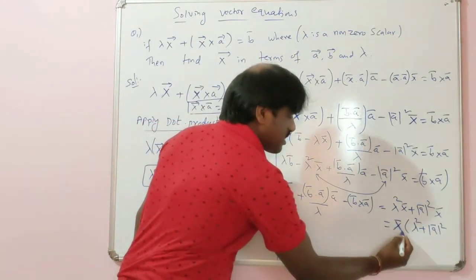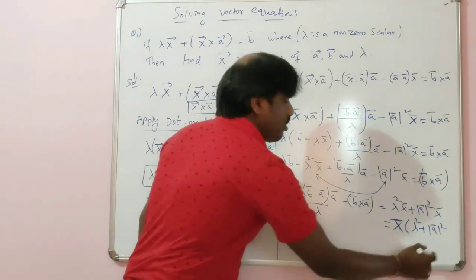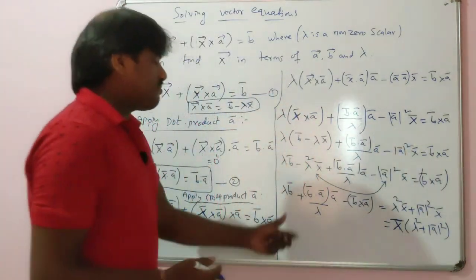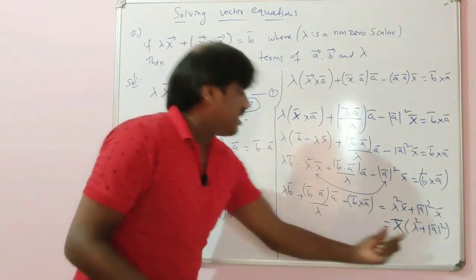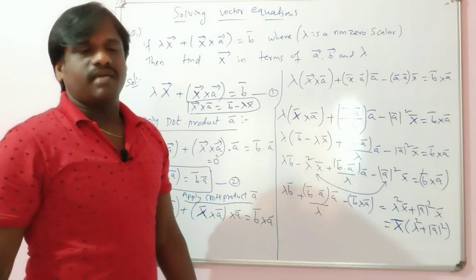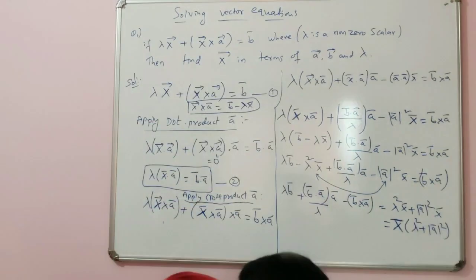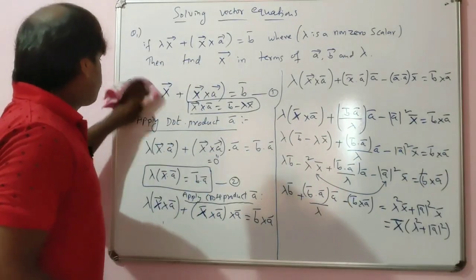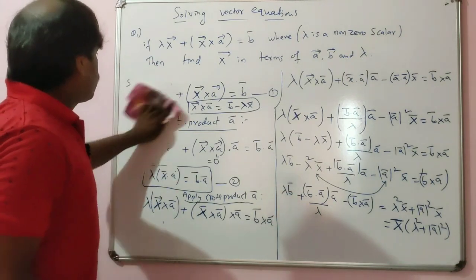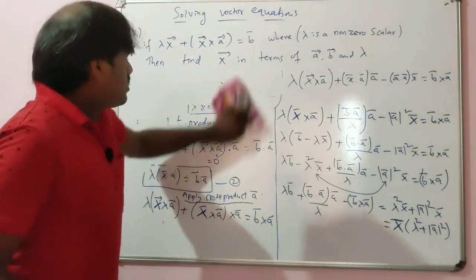So I got the x vector, see this, x vector I got the common now. So x vector is nothing but this total divided by this. That is my final answer. This is a way to write it. I'll just show you the last step here. Okay, I'll show you one last step. What is this?